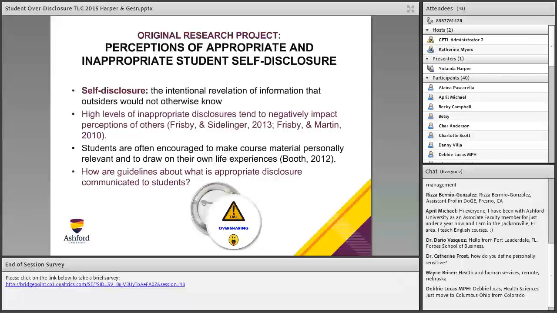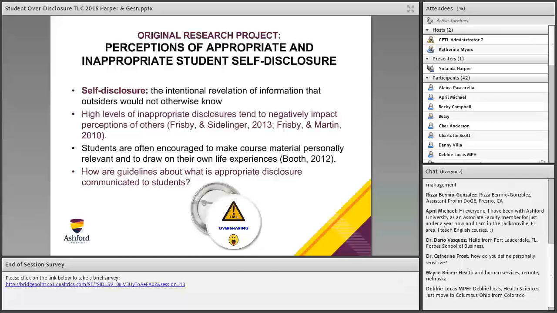Beliefs about what fosters student engagement in online courses have led to this trend for instructors to attempt to incorporate more authentic and more integrative assignments in their classes. These types of assignments do require students to make connections more explicitly between the course material, theory and research, and real-world settings. Melanie Booth observed that students are often encouraged to draw on their own life experiences in order to make the course material personally relevant to them.